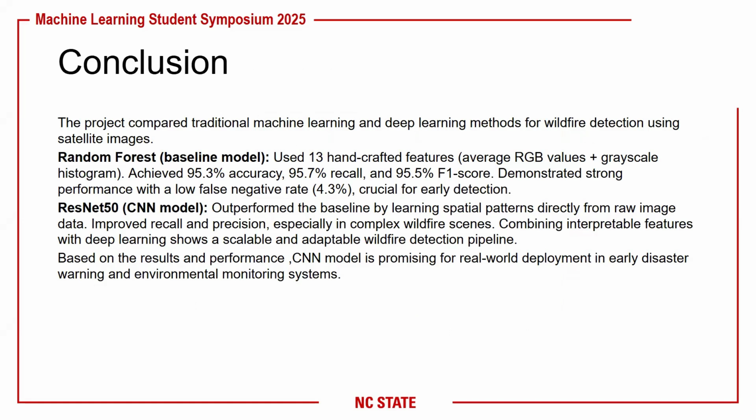Coming to conclude this project, we compared traditional machine learning models and deep learning models for wildfire detection using satellite images. Our random forest baseline model used 13 handcrafted features and demonstrated strong performance with a low false negative rate, crucial for early detection. Our final model outperformed the baseline by learning spatial patterns directly from raw image data, improving recall and precision, especially in complex wildfire scenes. Combining interpretable features with deep learning shows a scalable and adaptable wildfire detection pipeline. Based on the results and performance, the CNN model is promising for real-world deployment in early disaster warning and environmental monitoring systems.